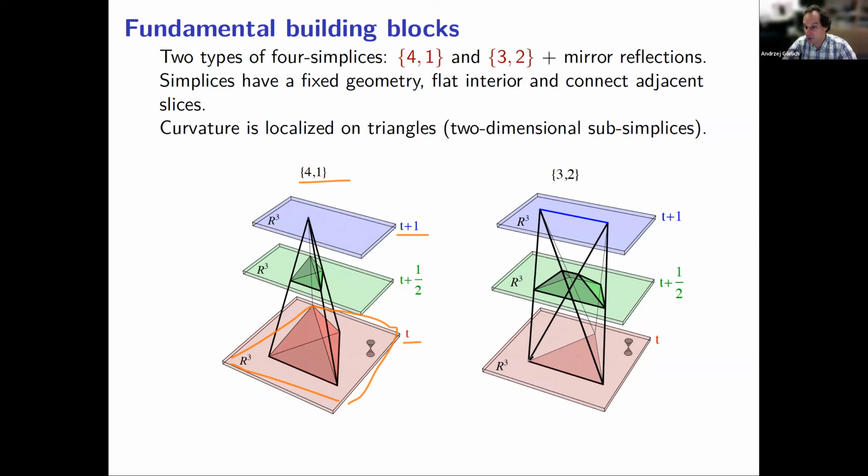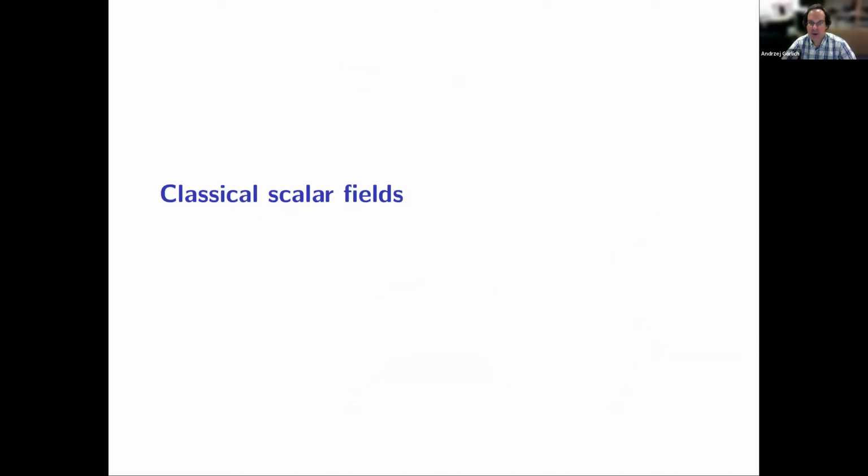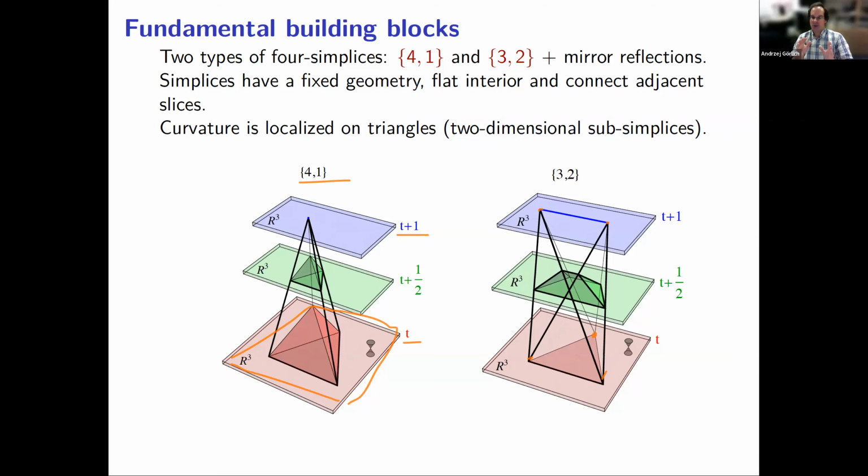But you also can have a situation where you have 3 vertices at slice t and 2 at t+1. So this is a 3-2 simplex. And because they can have a different geometry, because the length of the time-like and space-like edges are different, this introduces another coupling constant.